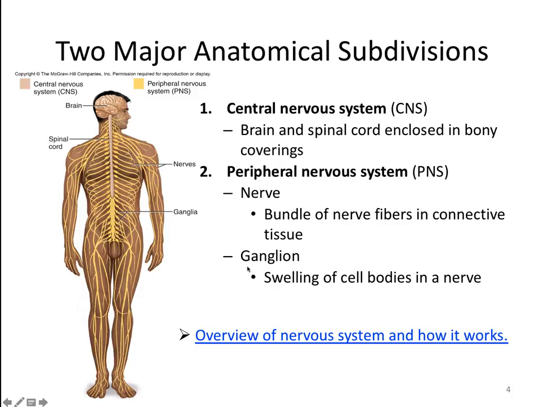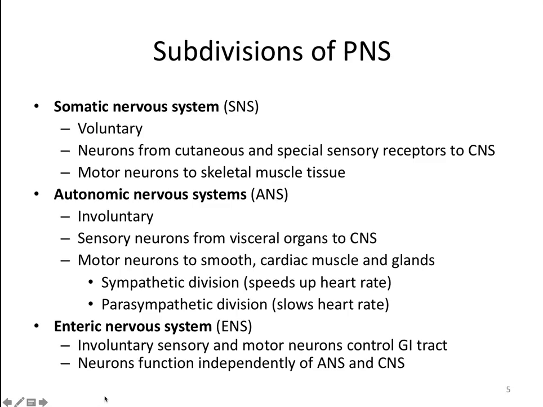Occasionally, there are aggregations of neuron cell bodies that hang out at various locations outside of the brain or spinal cord, and we call these ganglia. Ganglion is singular, ganglia is plural. Within the peripheral nervous system, so the nerves that are exiting the spine, you have a couple different divisions.